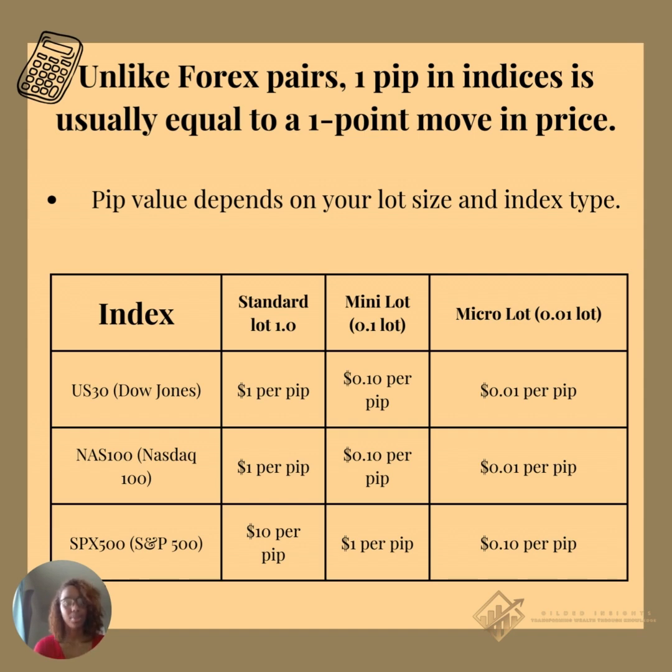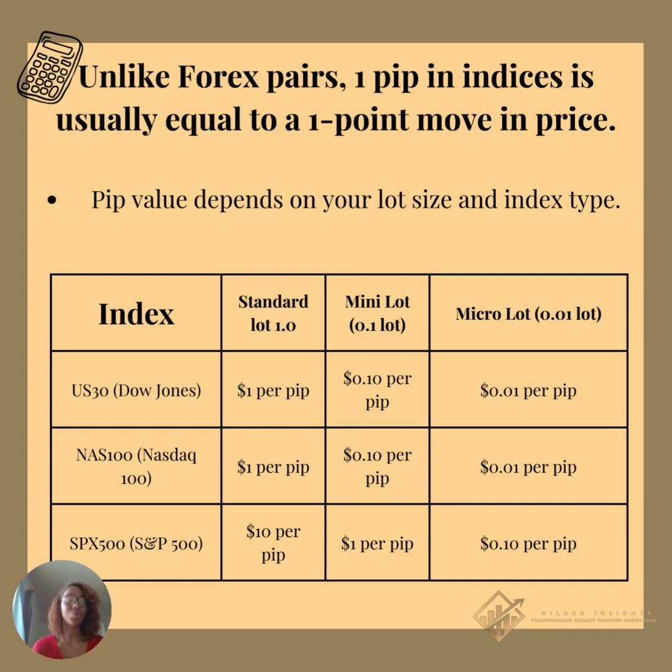And as you see here, the pip value does depend on your lot size and index type, and it also depends on your broker. So it is very important to research that. If you're taking a look here at the chart, for example, with US 30, the standard lot is $1 per pip, mini lot is 10 cents per pip, and the micro lot is 1 cent per pip. Okay, that's pretty straightforward. My God, I can't talk.